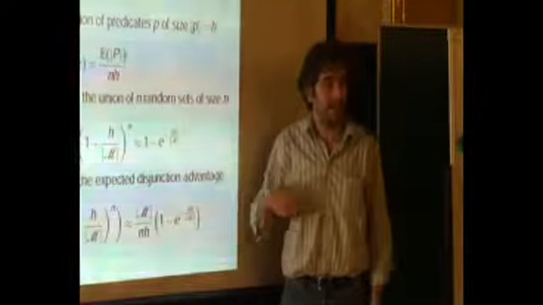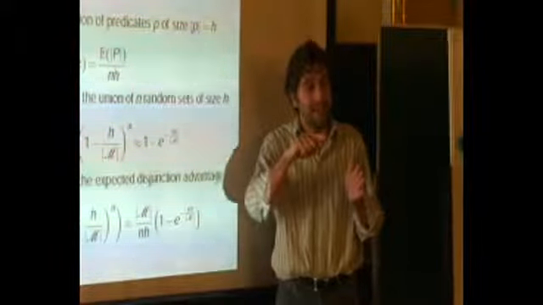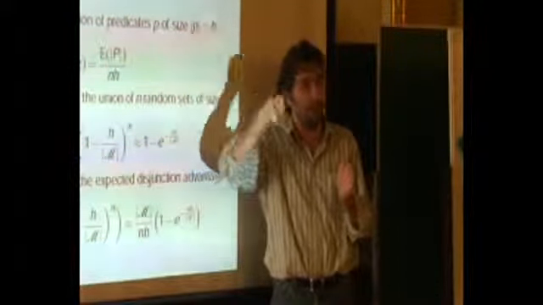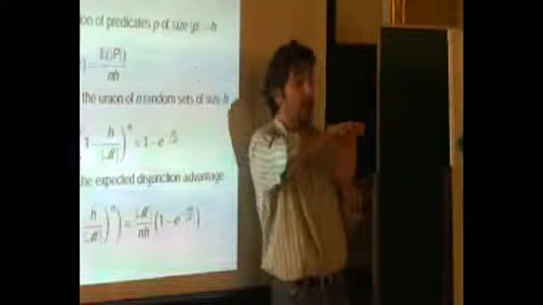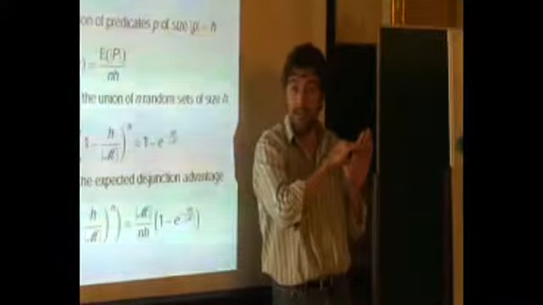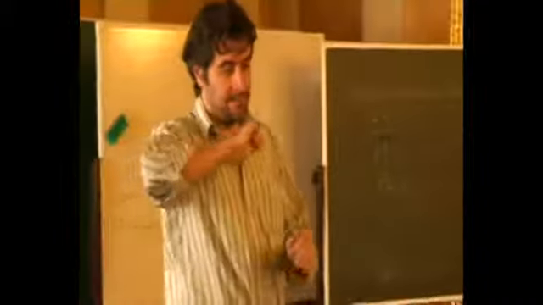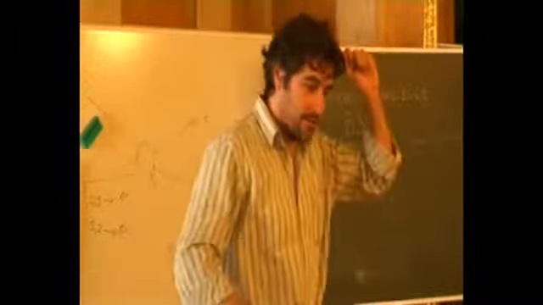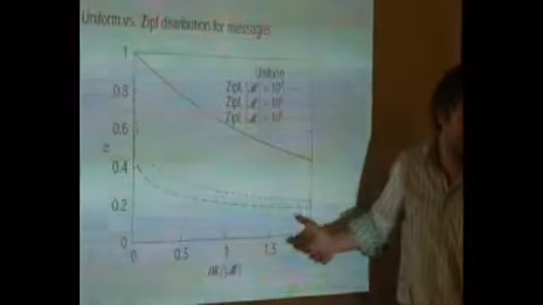What that means is that as you add predicates, the total size is sublinear. It's not that you add predicates and you spend more bits. You add predicates and you spend less and less bits every time. And again, mathematicians out, engineers in. This is the function with uniform distribution. And this is with a Zipf distribution, even better.